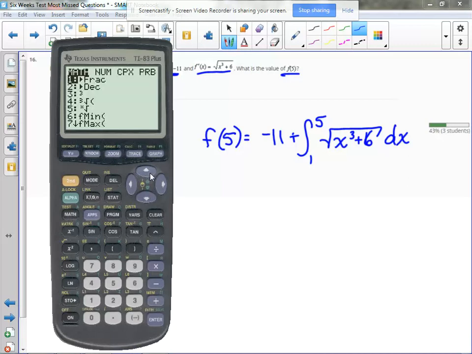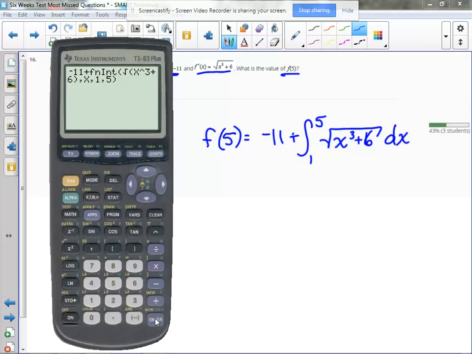On the 89, it's under the calc menu, F3 calc for calculus. But we scroll down here to number 9, Fn int. Guess what? Fn is function, int is integration. Hit enter. Type in your function, square root of x cubed plus 6. Close your parentheses for your square root. Don't close these parentheses yet. Comma, x, you've got to tell it what to integrate with respect to, comma, lower bound, comma, upper bound. Now close your parentheses. You don't have to close the parentheses on the 83, you do have to close them on the 89.